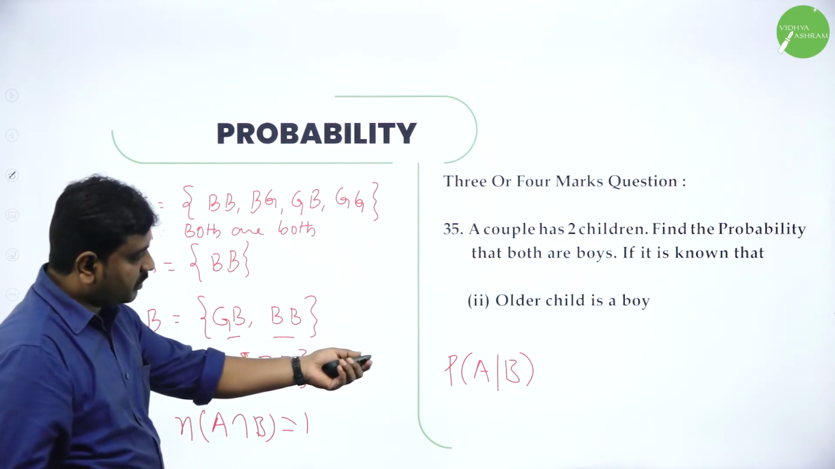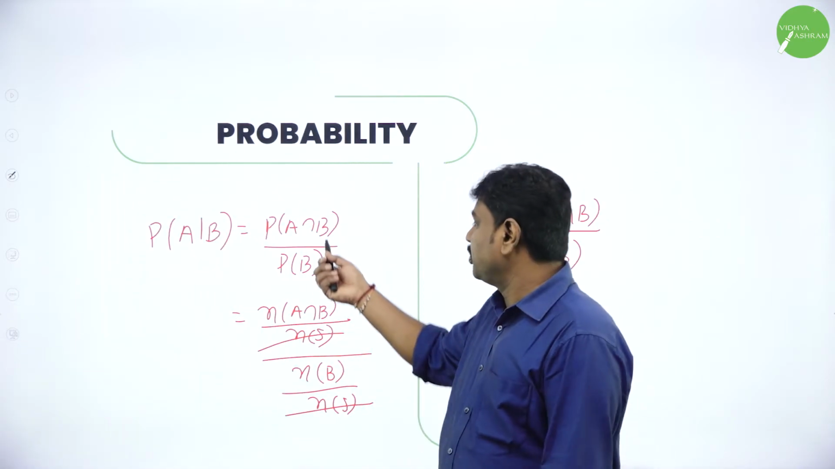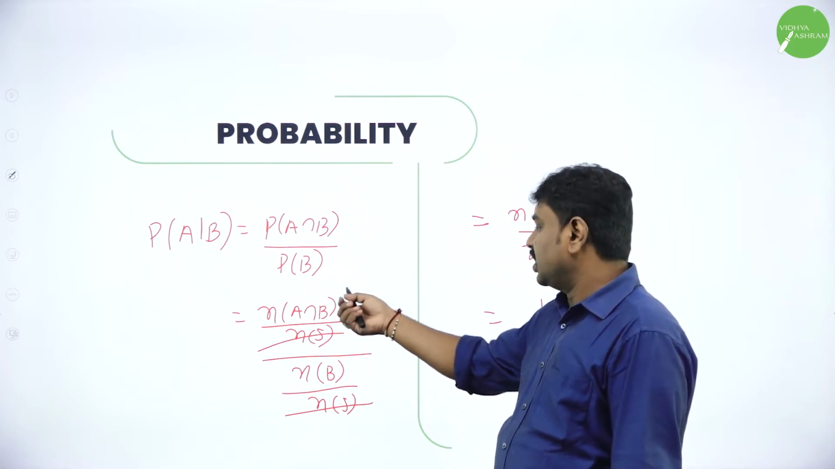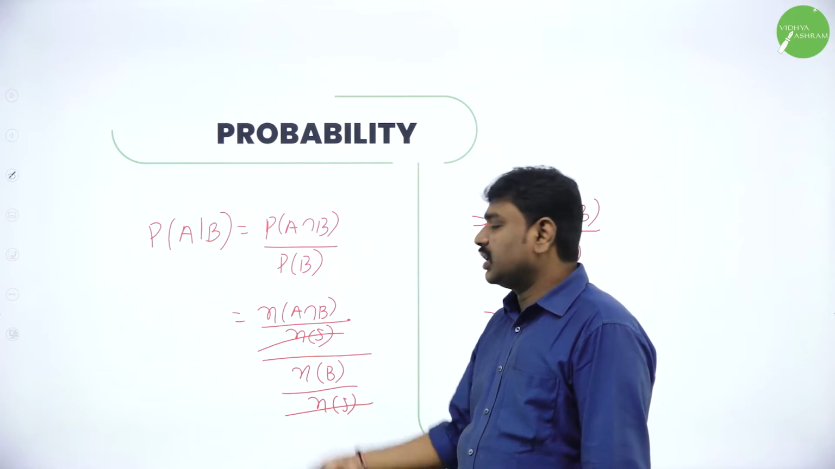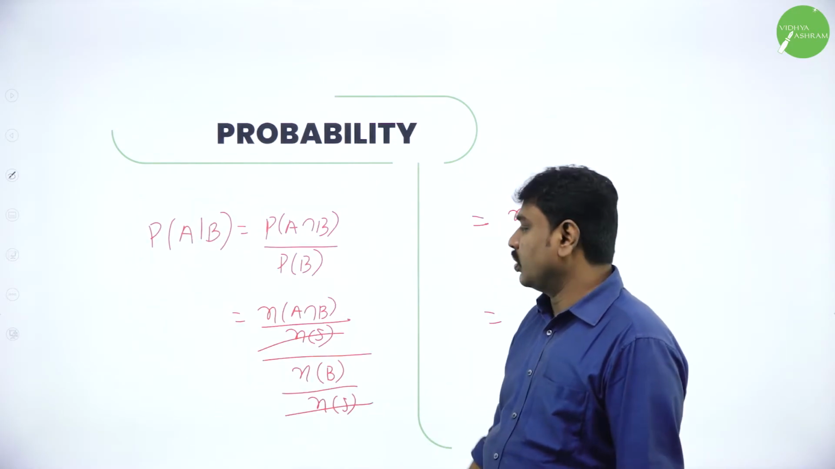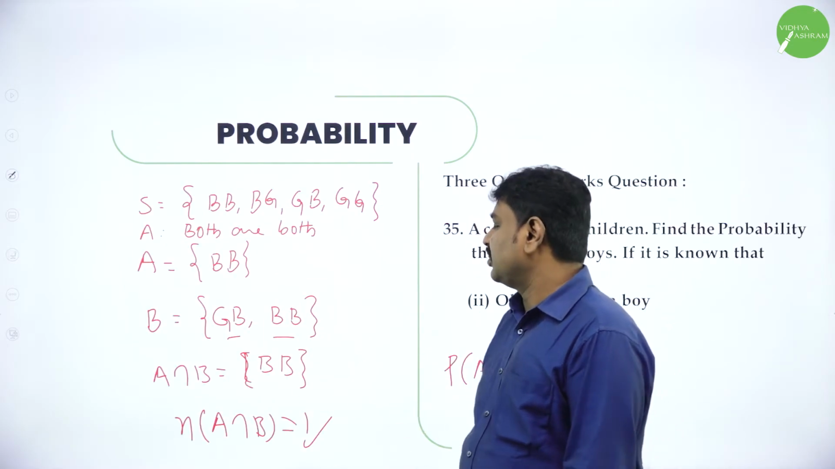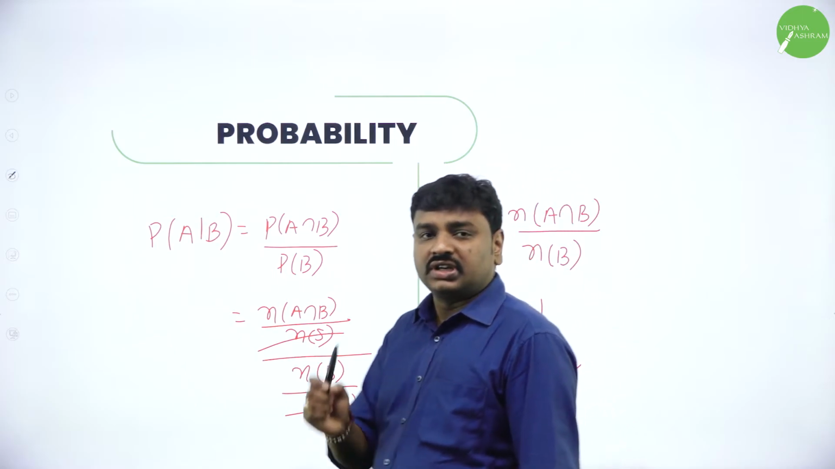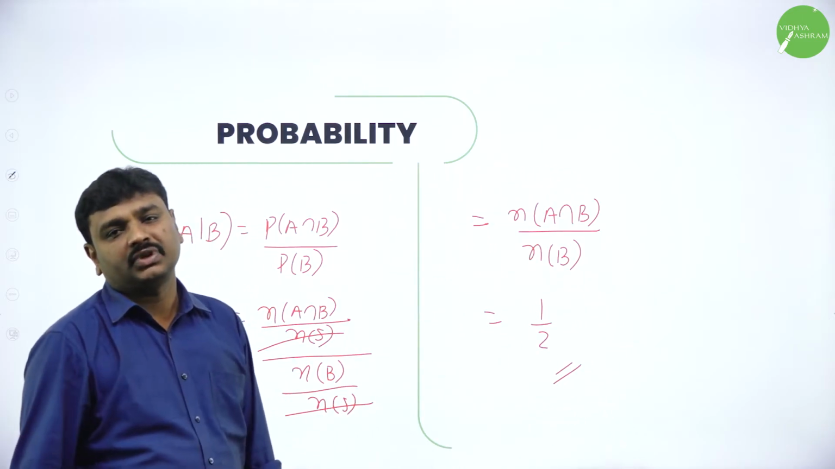So P of A by B. What is P of A by B? P of A intersection B divided by P of B. What is P of A intersection B? N of A intersection B by N of S. What is P of B? N of B by N of S. N of S you cancel. N of A intersection B means number of elements in A intersection B. In A intersection B we have one element. N of B means number of elements in B. In B we have 2 elements. That's it. So understanding the situation, writing the events is the major thing.